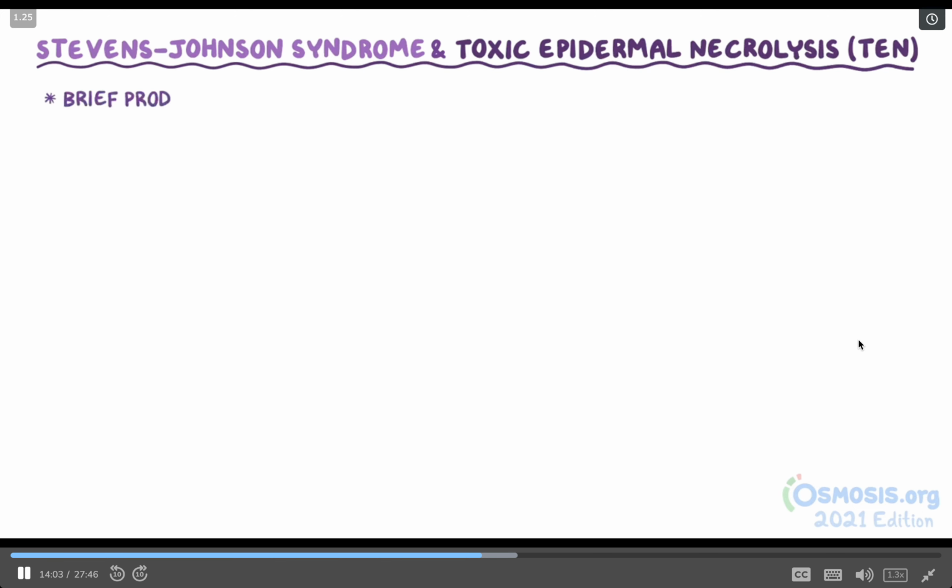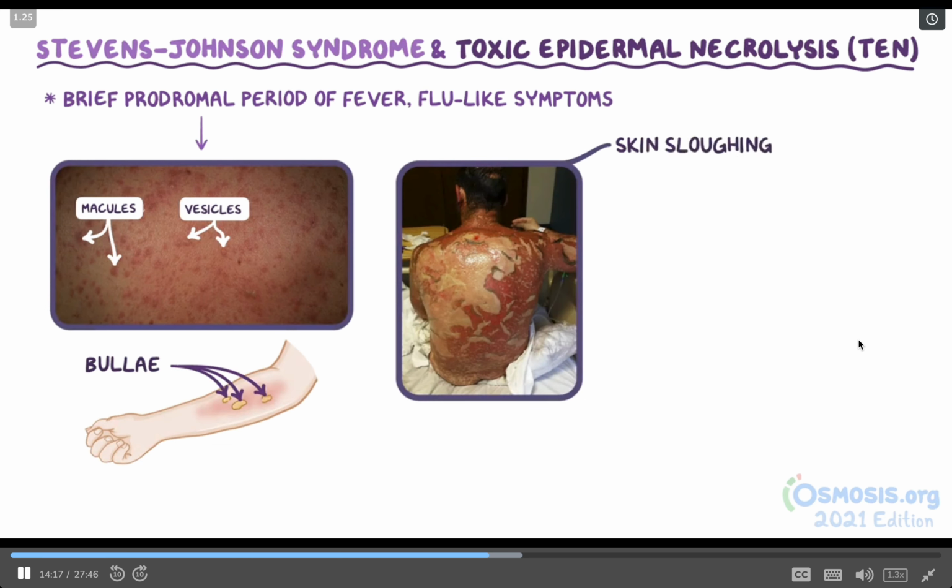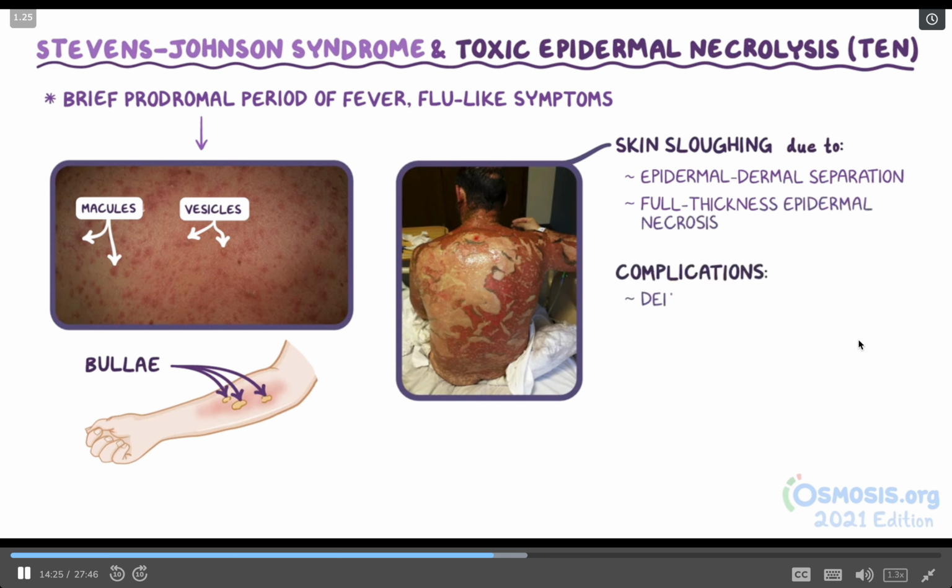Individuals develop a brief prodromal period of fever and flu-like symptoms, followed by painful erythematous and purpuric macules or areas of diffuse macular erythema that progress to vesicles, bulla, and skin sloughing due to epidermal-dermal separation and full-thickness epidermal necrosis. Complications include dehydration, pneumonia, and sepsis.